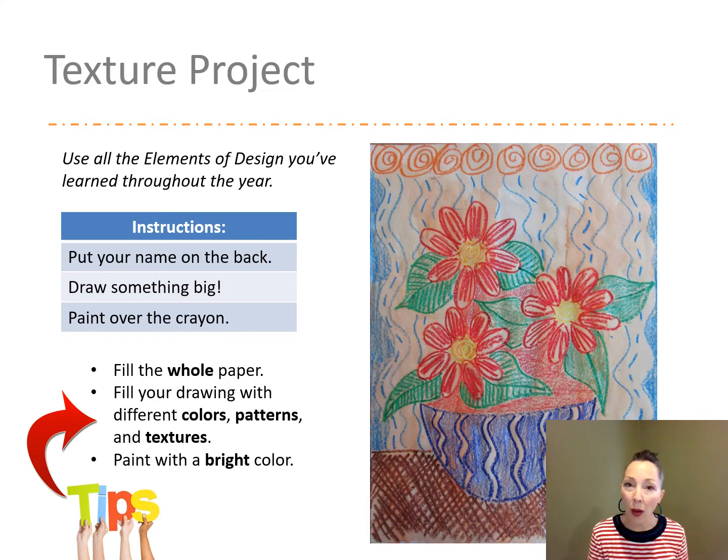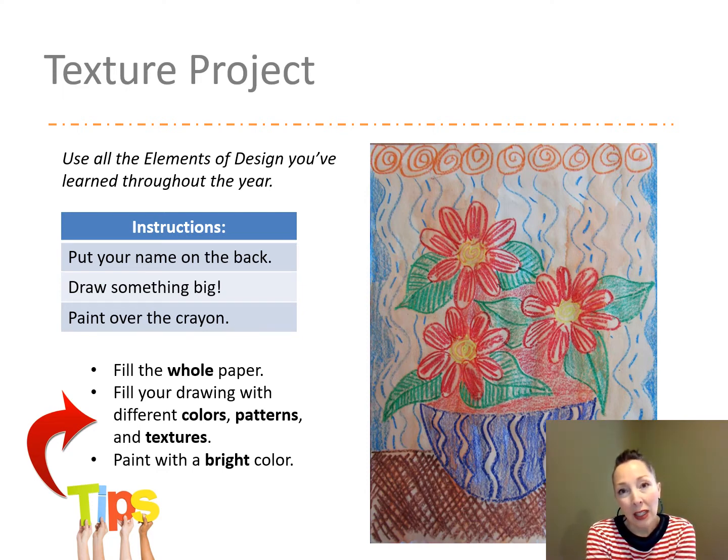On the smooth side is where they put their name, and on the rough side, they'll be able to feel it. You can walk around and help them. On the rough side is where they're going to do their drawing and their painting. And with this particular art project, they get to draw whatever they want, as long as they're creating a lot of texture and drawing really big on the paper. That's what we want to make sure that they understand: draw big with lots of texture.